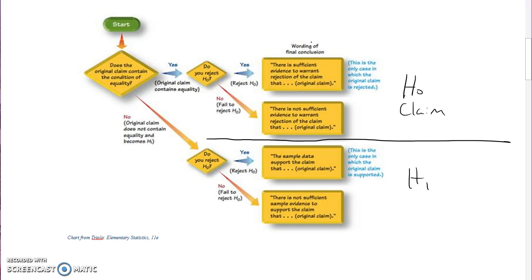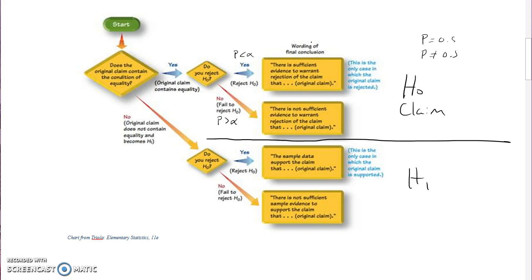So you start by asking, does the claim contain the condition of equality? This is when your claim is H0, because remember, with claims of H0, it was something like p is equal or not equal to some proportion or mean. Then you run your test, and based on your p-value, if p is less than alpha, we will reject. If p is greater than alpha, we will fail to reject.